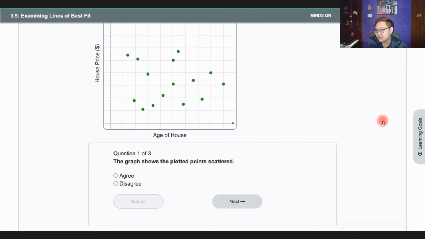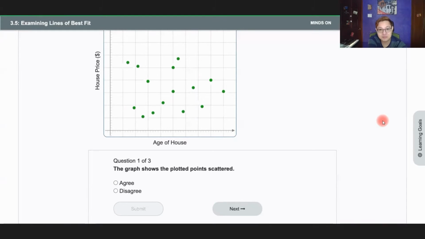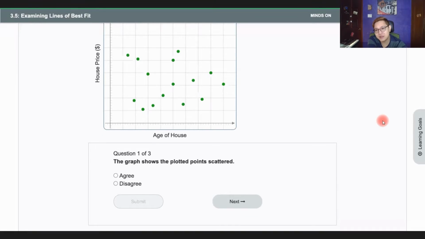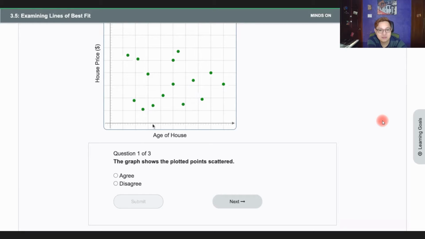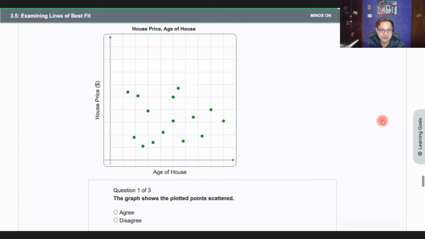Like for example, the location of the house. It also depends on whether people want to buy from that place or not. If more people want to buy, of course the price will go up. But it doesn't depend on only one factor, like the age of the house. So that's why it's scattered everywhere, so random.